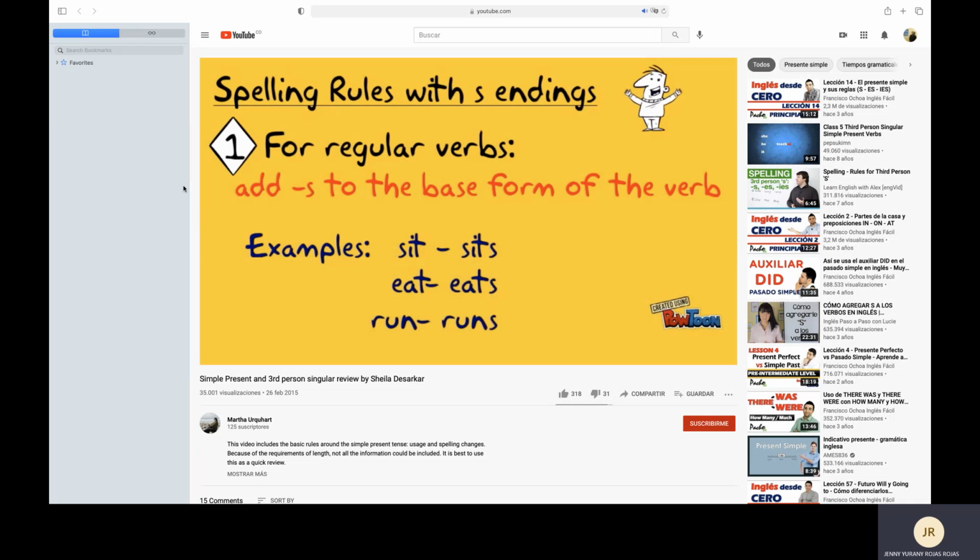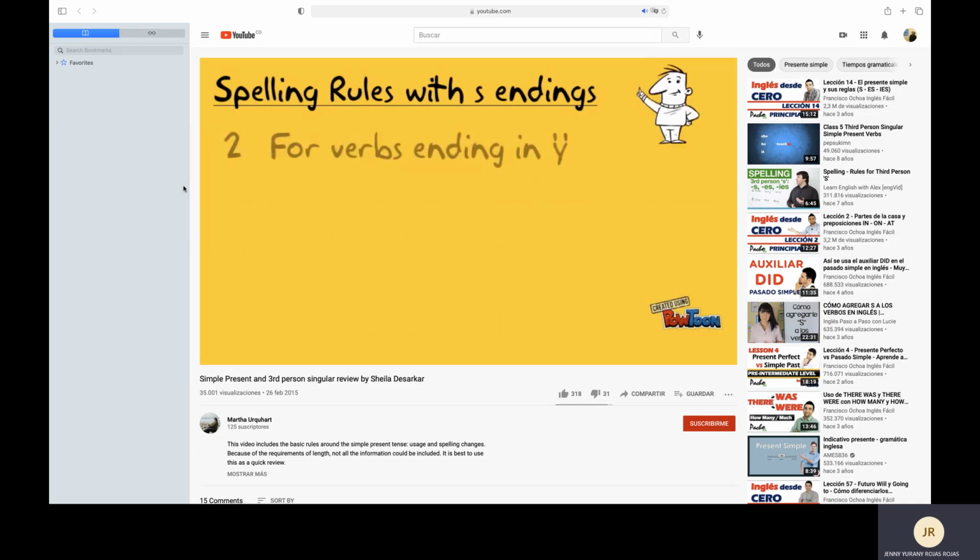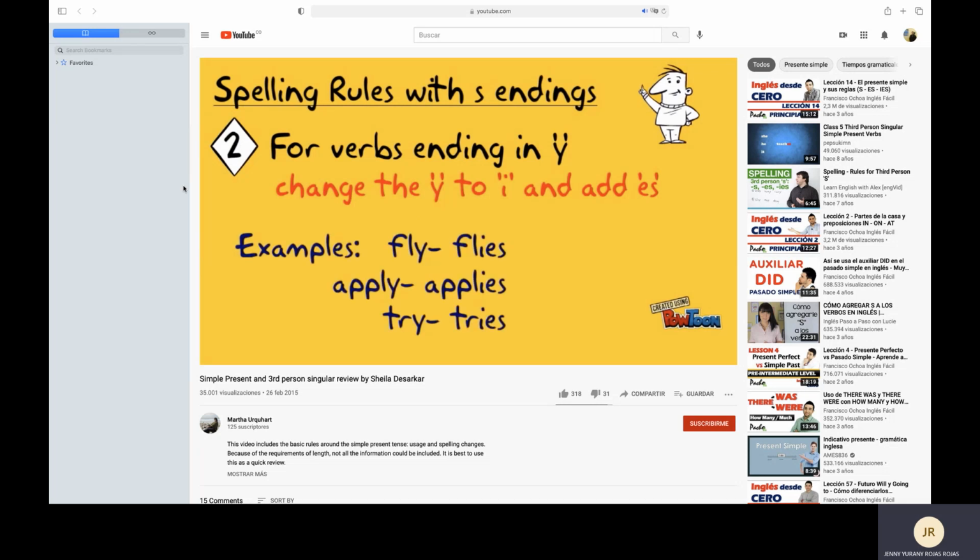Remember that for pronunciation purposes, make sure that we can hear the S endings. They are not silent. For verbs ending in Y, change the Y to I and add ES. For example, fly, flies, apply, applies, try, tries.